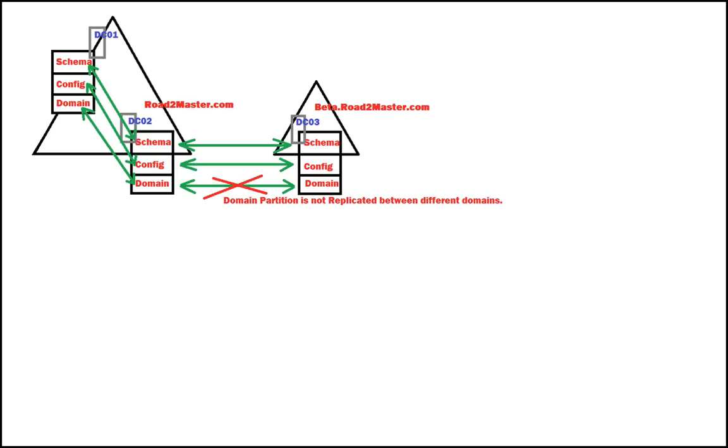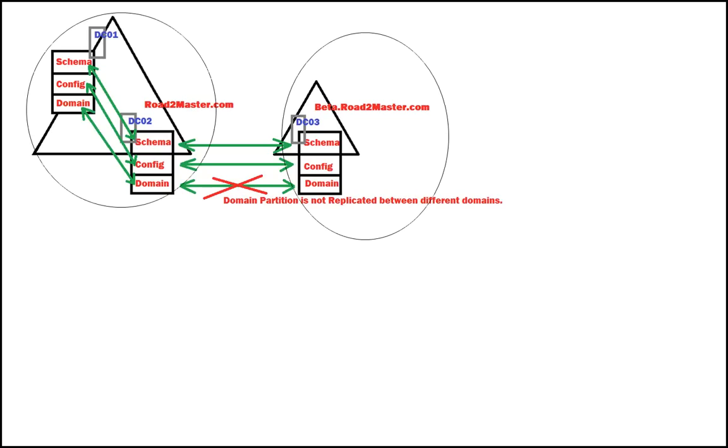So I just talked about one thing, what if beta.roadtomaster.com wants to query a user that is there in roadtomaster.com? See, DC03 has to go all the way up to DC02 and fetch the data at this point, right? If you look at this diagram right now, let's think about it this way. This is one site. This is another site.